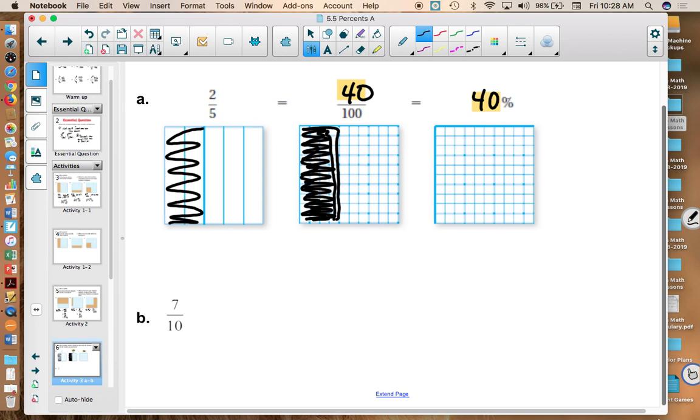Okay, I'm going to have all my drawings. I like this better. That's my 40%, isn't it? Got it. Okay, so now, on B, you have to draw the models. On B, you get to draw the model. They didn't draw it for you, you have to.